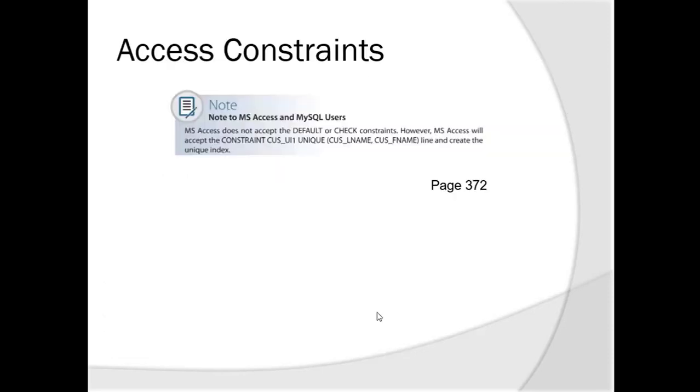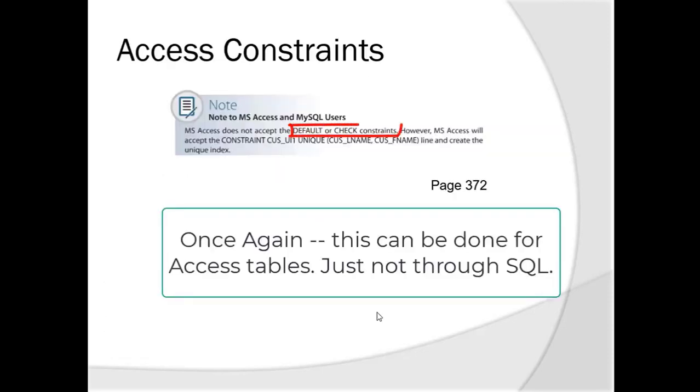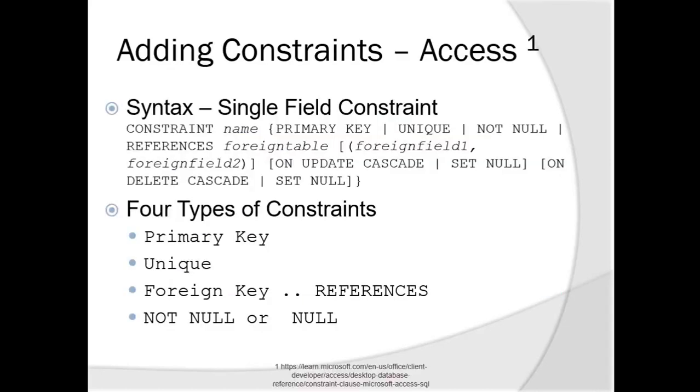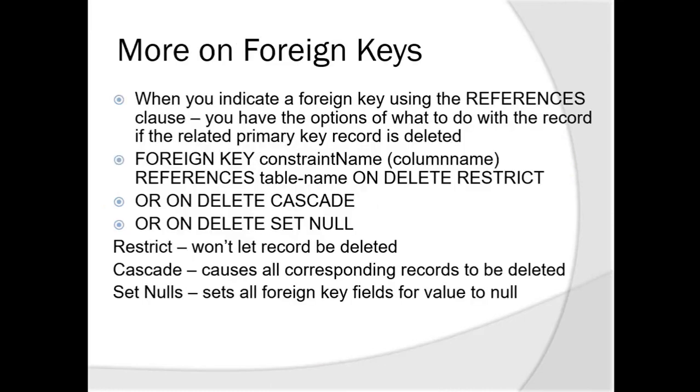From the textbook, MS Access does not accept the default or the check constraints. So here I've got from the Microsoft website the syntax to do a constraint for a single field. Notice you can do the primary key, the unique, the not null or null, and the references foreign key constraints. These values here are related to foreign key. I'll discuss that shortly. Let's talk about foreign keys.